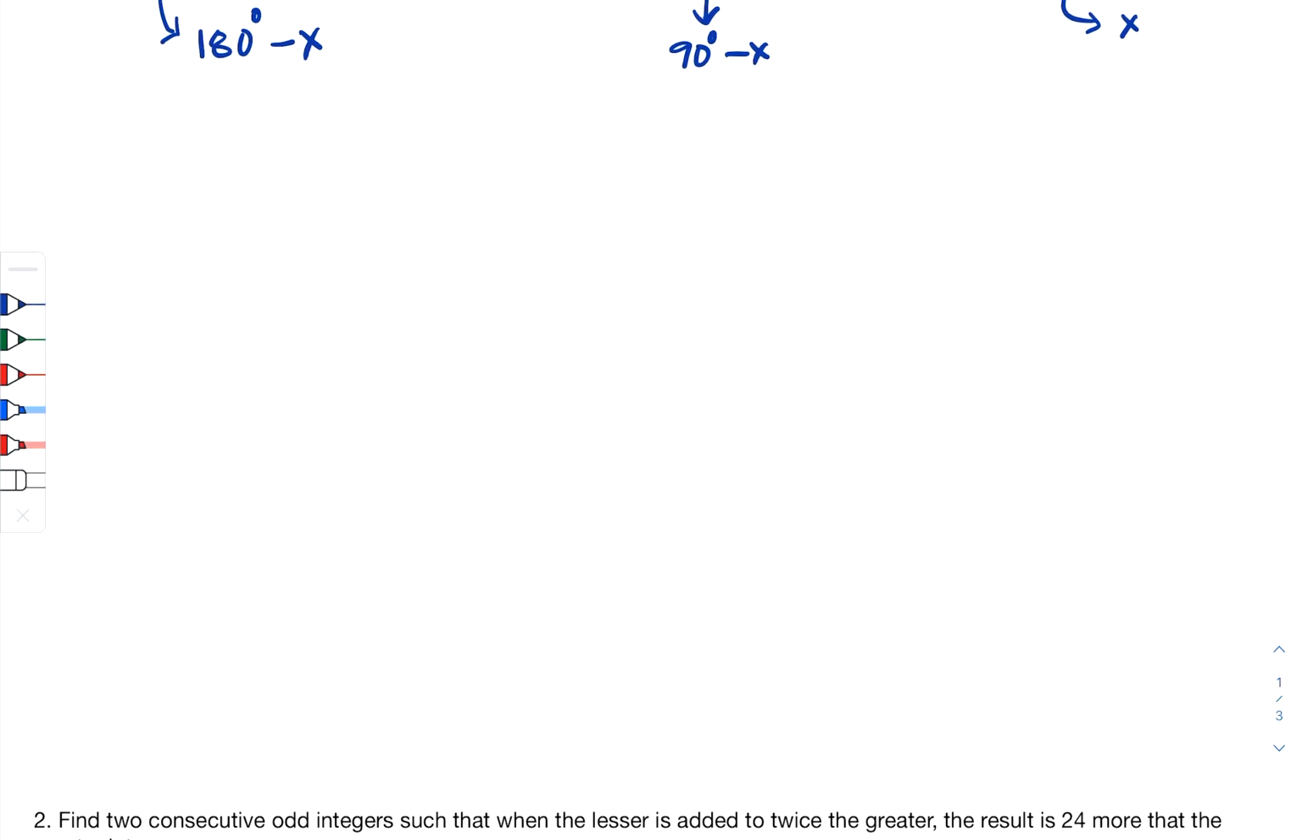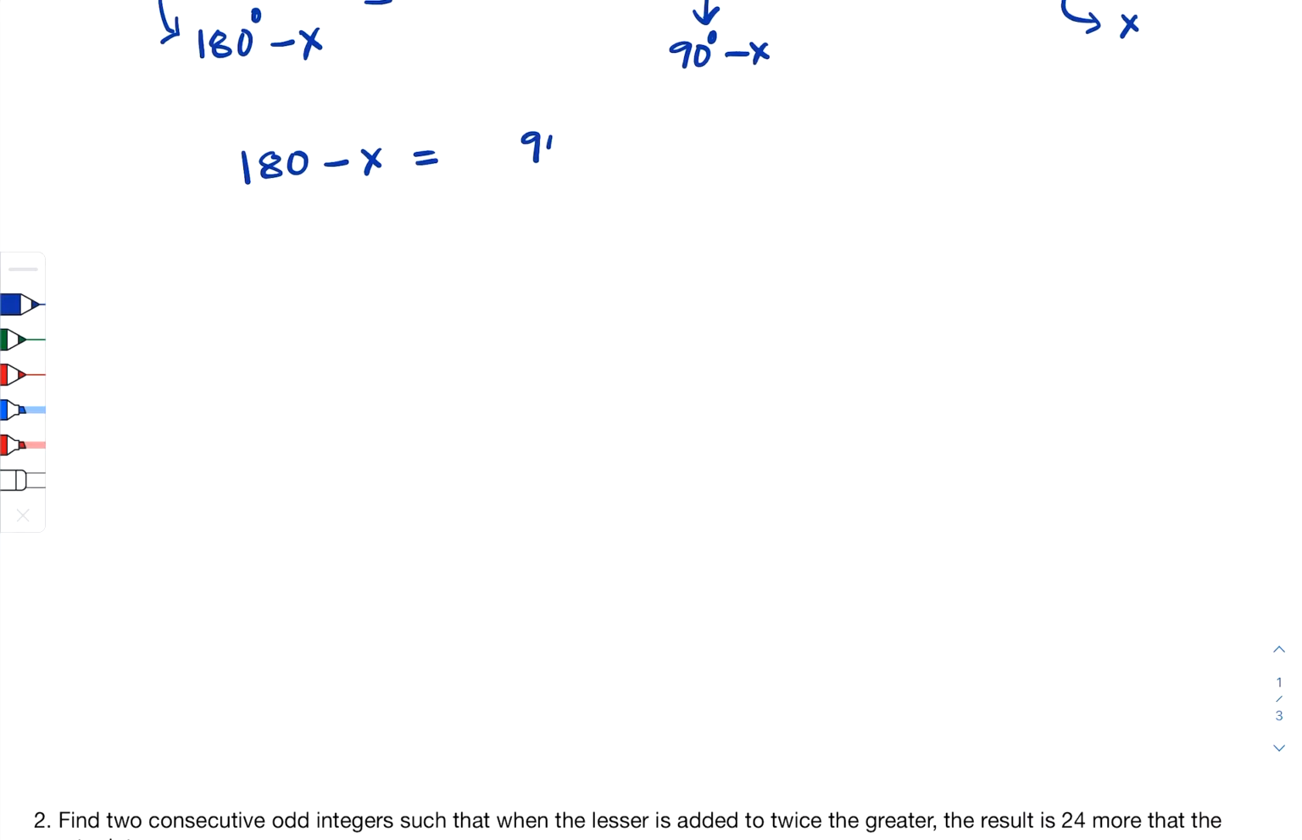So it's saying that the supplement of an angle is 10 times the measure of its complement. Okay, the key out here is to understand that the word "is" is really the equal to sign. Okay, so the supplement of the angle, so let's put it together, is 180 minus x is equal to 10 times the measure of its complement.